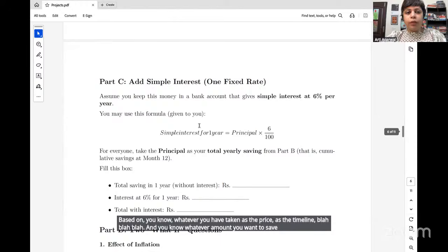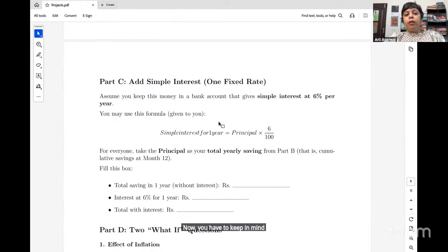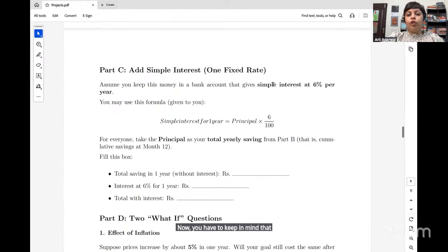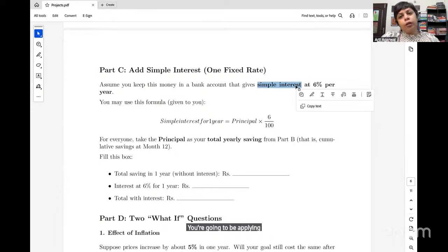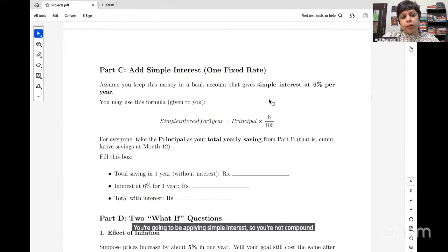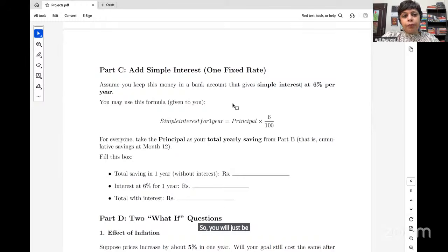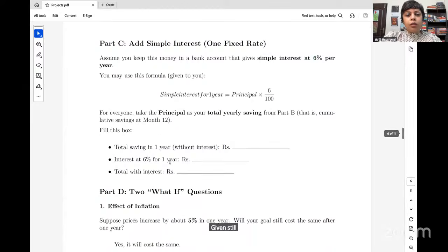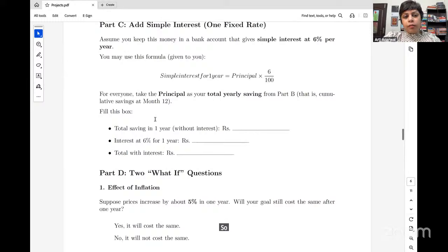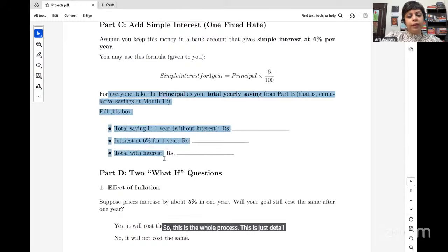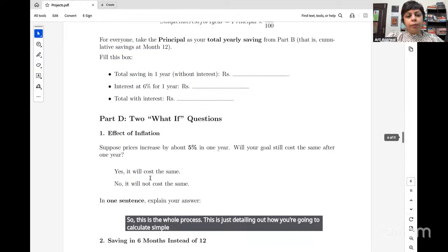Now, you have to keep in mind that you're going to be applying simple interest. So you're not compounding the interest in this particular exercise. You will just be taking simple interest and the rate is 6%. The rate is given here. So this is the whole process. This is just detailing out how you're going to calculate simple interest.